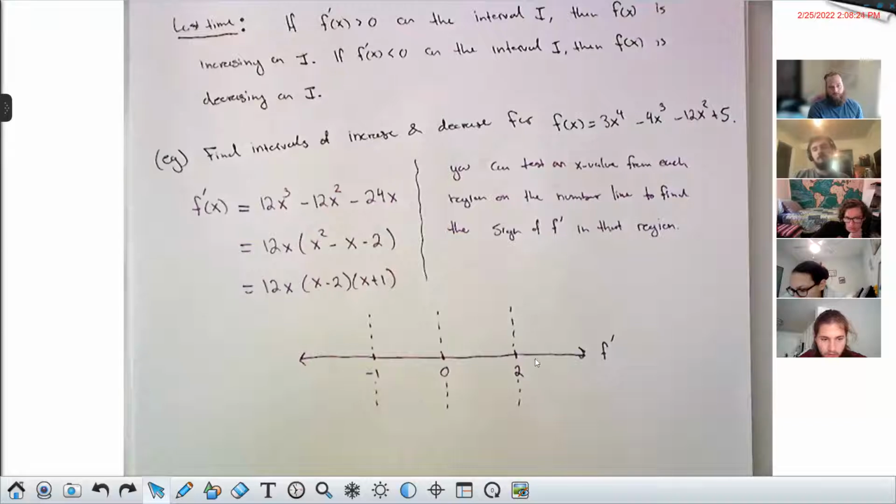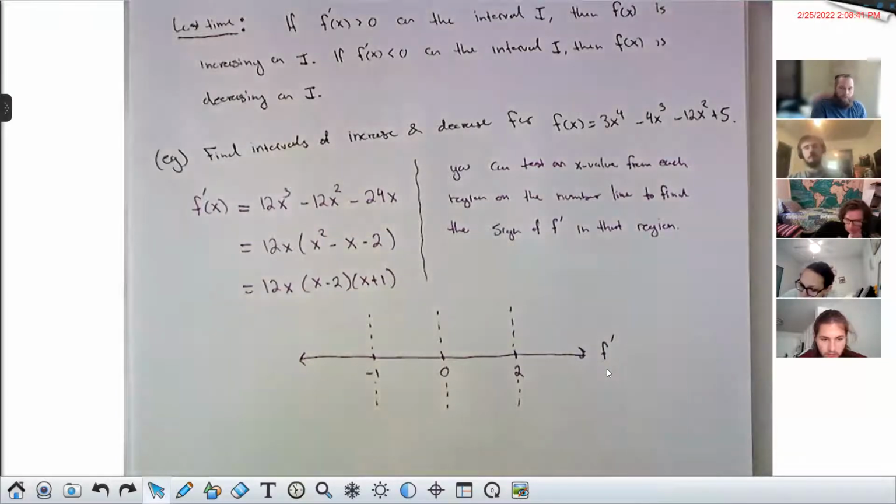You have 4 regions here, right? 1, 2, 3, 4. You could plug 4 x values into this function and one at a time figure out whether f prime is positive or negative in each of these regions. But there is a much faster way to do it. It just requires that you remember a little bit about multiplicities of factors and the end behavior of a polynomial.